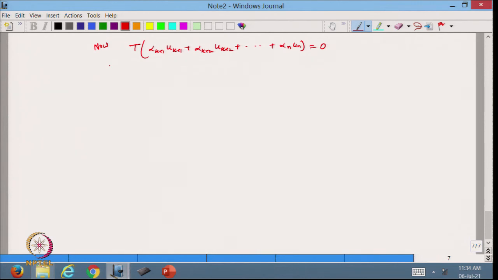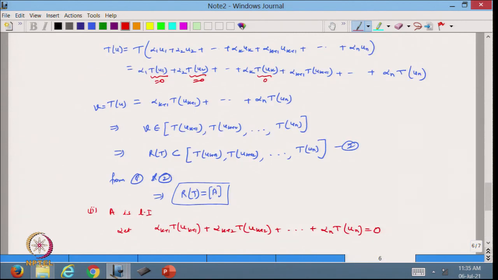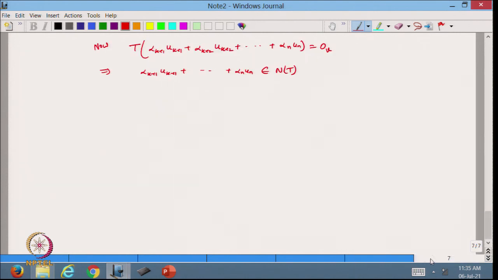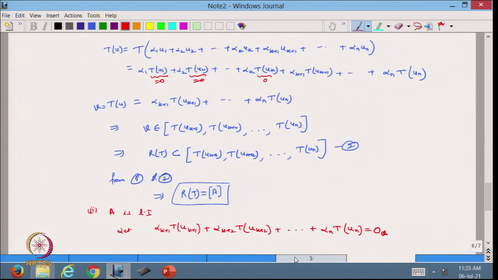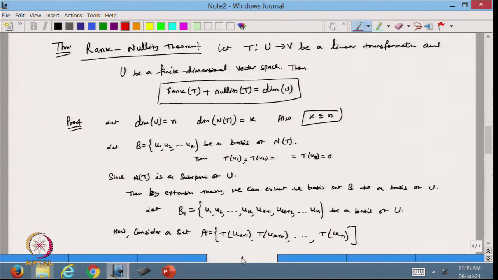So, if it is equal to 0, which implies that this combination alpha k plus 1 u k plus 1 up to alpha n u n belongs to the null space of T, because their image is going to 0, and this 0 is basically the 0 of V. Now, I know that if it belongs to N(T), then the null space has the basis B.